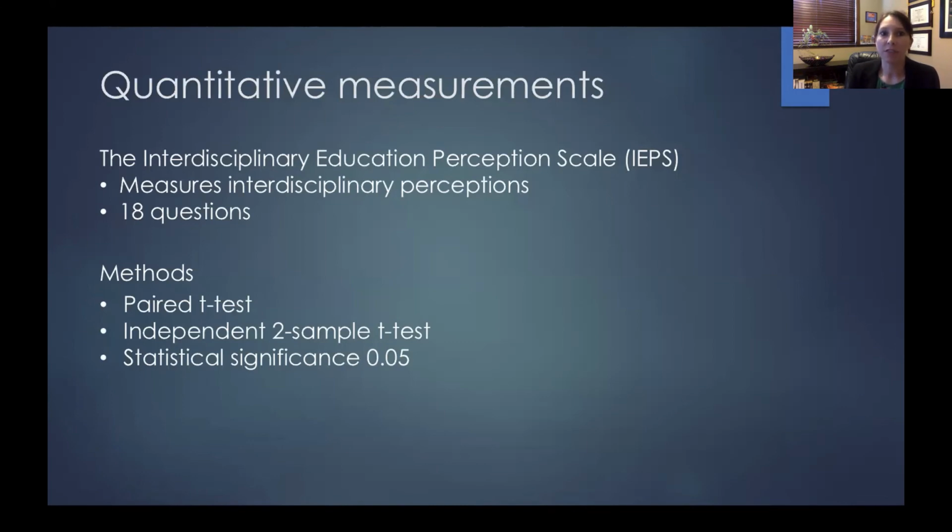For each DEU location, a paired t-test was used to determine whether the average score increased before and after clinical. To compare the change across the locations, an independent 2-sample t-test was used. Statistical significance was tested at the 0.05 level.